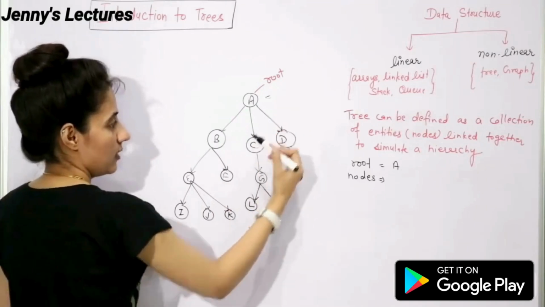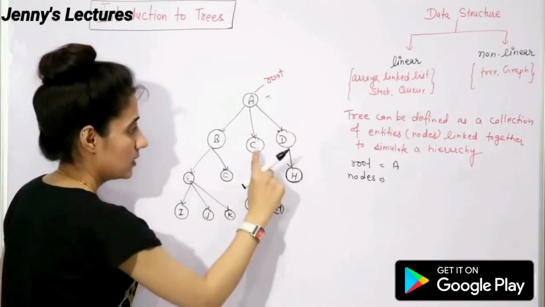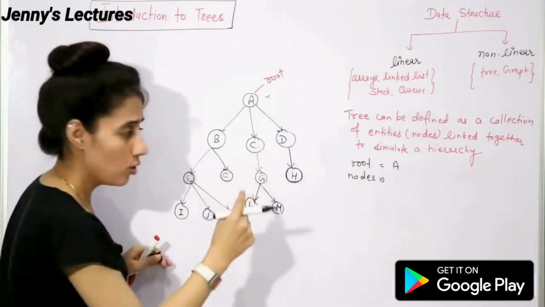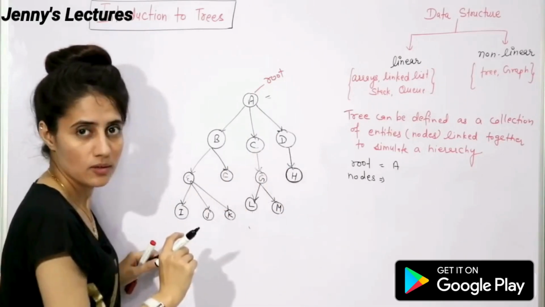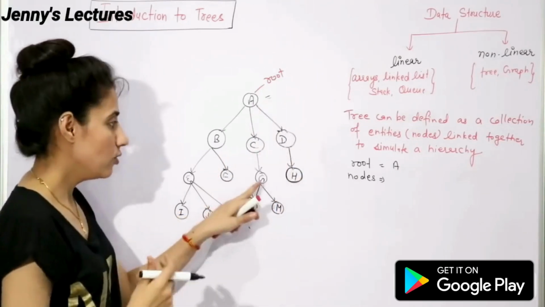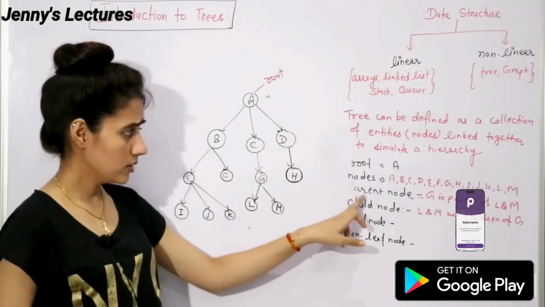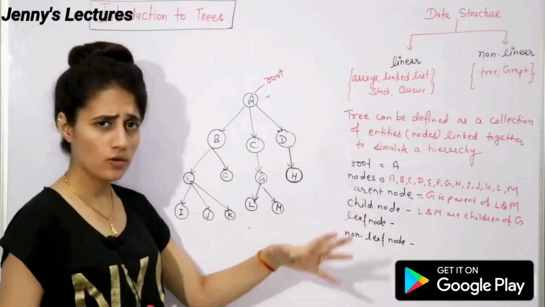See, here you can say this C is what? Child of A, but C is what? Parent of G. So what you can say? This A is what? Grandparent of G. So here I have written examples of a parent node also, child node also, right?